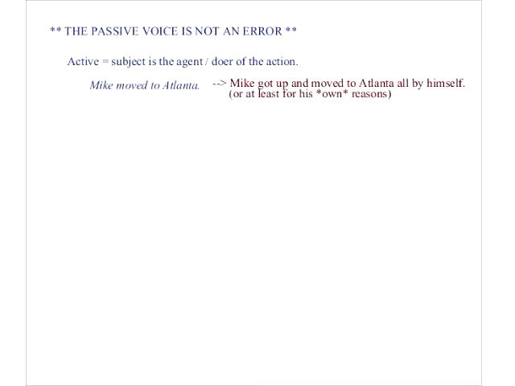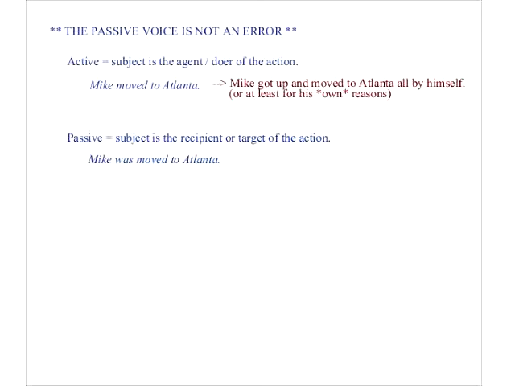All right, on the other hand, the passive voice. Again, if you don't know what active and passive are, make sure that you look that up on the internet for more examples. But passive just means that the subject is the recipient or target of the action. So if you say something like "Mike was moved to Atlanta," this is also correct. It just has a different meaning.